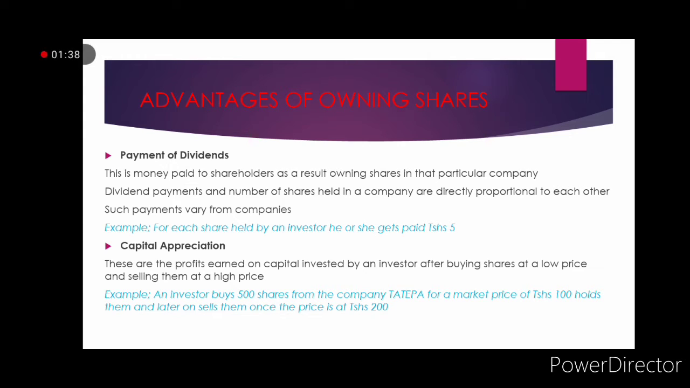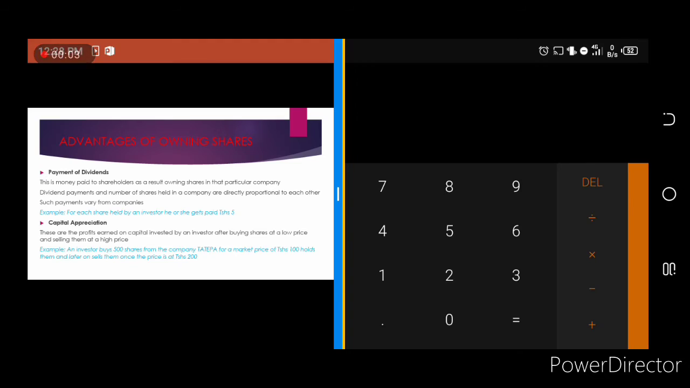So let's check out an example. For each and every single share held by an investor, he or she gets paid 5 shillings. Just think about it. For every one share, you get paid 5 shillings. Now imagine if this shareholder had 1,000 shares. That shareholder would get paid 5,000 shillings. Imagine if this shareholder had 1 million shares in that company. Then this shareholder would be entitled to 5 million shillings. So the amount of money you get paid as dividends is directly proportional to the number of shares you have. So investors, make sure you own as many shares as possible in great companies so you get a lot of money as far as dividends are concerned.